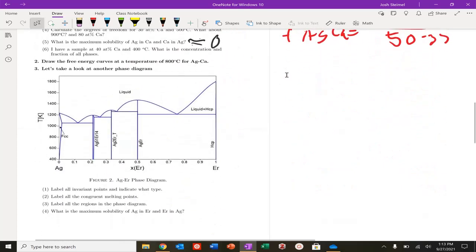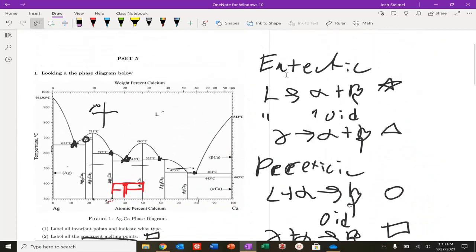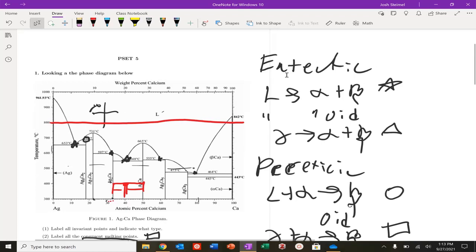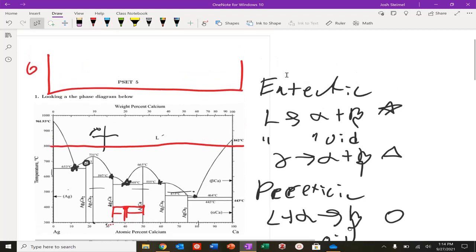Fantastic. Now it says draw the free energy curves at a temperature of 800 C for AgCa. So 800 C looks like this. If I were to draw my free energy curves here, let's just try to match this up. This is my Gibbs free energy. You see here, I'm basically in a single phase region. Actually, I almost start out with this 2-phase region. So let's put a mark here to indicate where we're in this 2-phase region of the liquidus, and then let's also put a mark right here and right here.